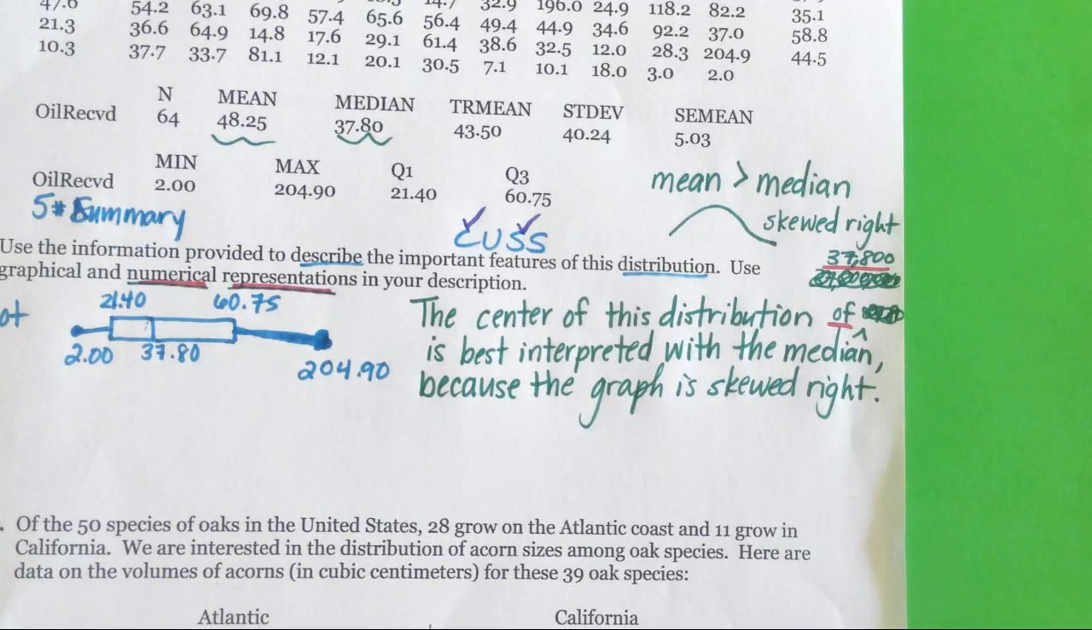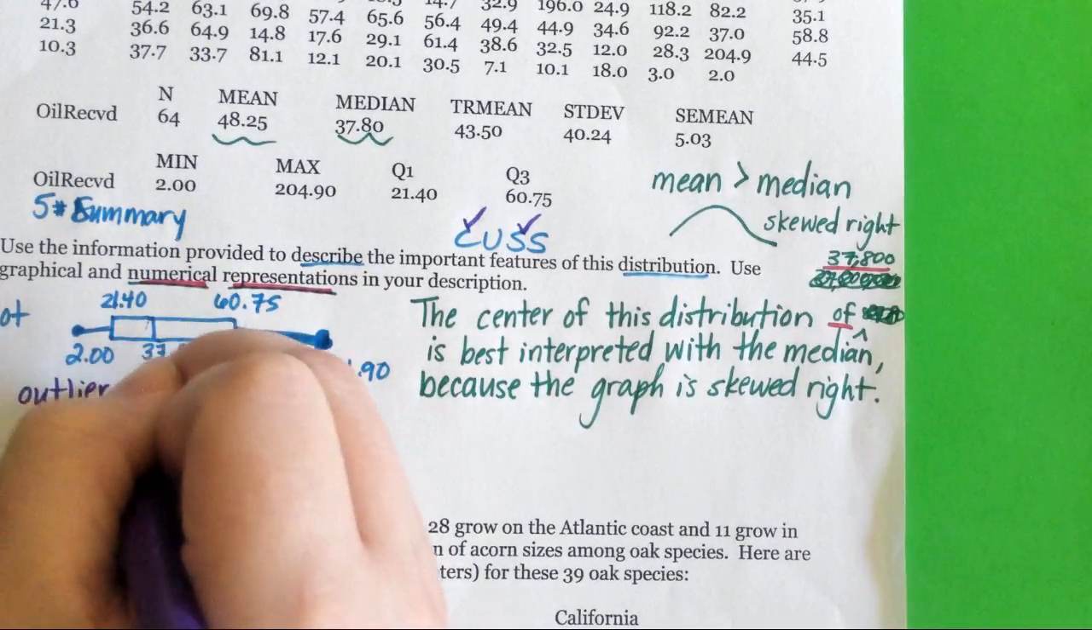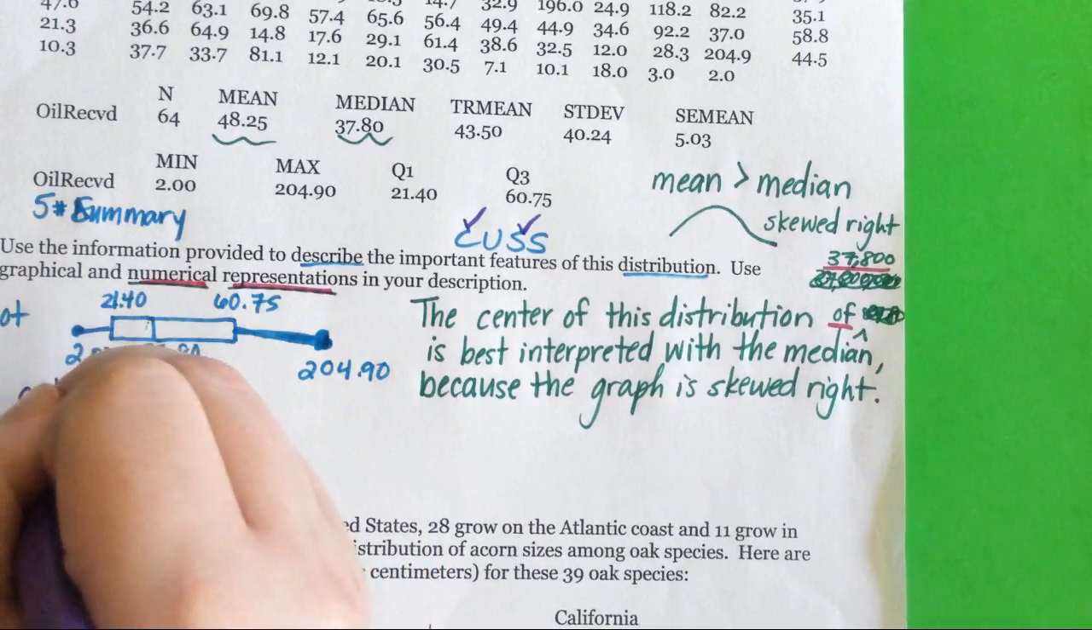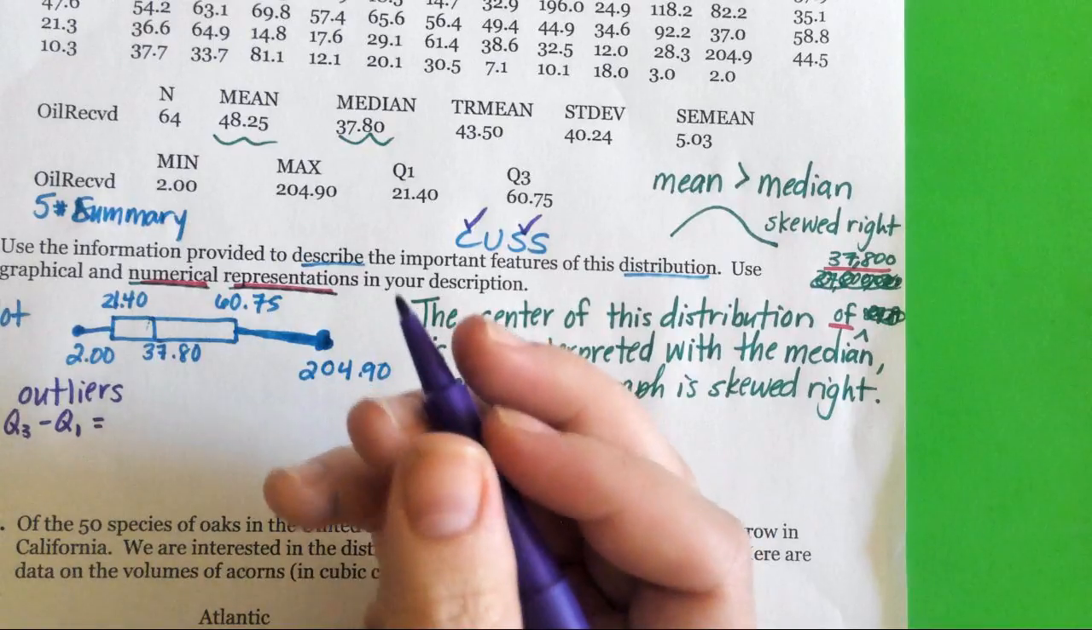Are there any unusual features? The max being ginormous. So since the max is ginormous, as we put it, what do we assume about that max? It's an outlier. So what is our test for outliers? Q3 minus Q1, get the IQR. Okay, so let's get that IQR. We needed the IQR anyway if we're going to talk about spread.